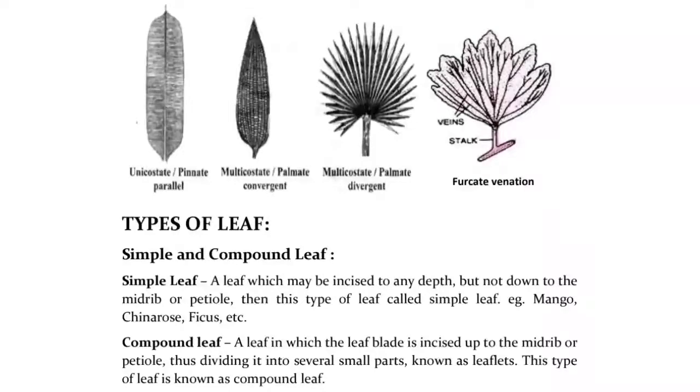Types of leaf. Simple and compound leaf. Simple leaf: a leaf which may be incised to any depth, but not down to the midrib or petiole, is called a simple leaf, e.g. mango, china rose, ficus, etc. Compound leaf: a leaf in which the leaf blade is incised up to the midrib or petiole, thus dividing it into several small parts, known as leaflets.